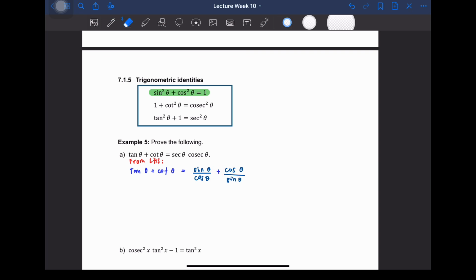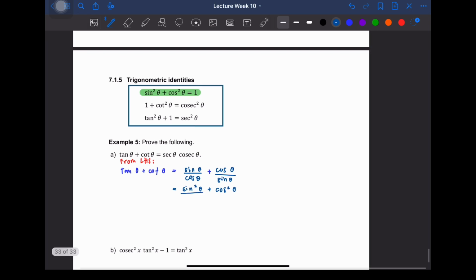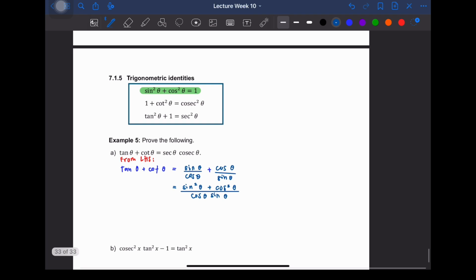Kita samakan dia punya penyebut. So samakan penyebut means that kita darab silang lah. So yang belah kiri akan darab dengan sin, belah kanan akan darab dengan cos. Okay, so on the left hand side it will become sin square theta. Okay, and then dekat belah kanan dia akan dapat cos square theta. So denominator kita over here is just cos theta sin theta. Like that. Okay, now we simplify.